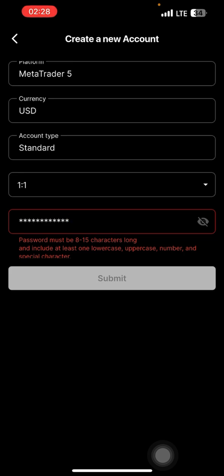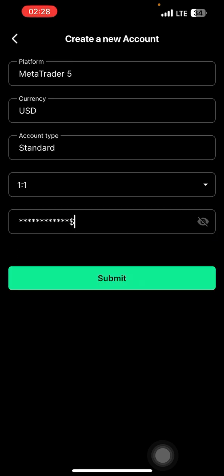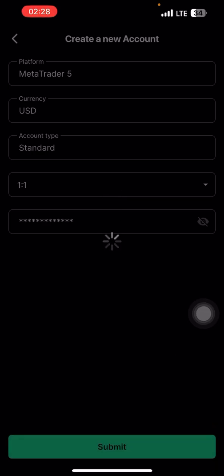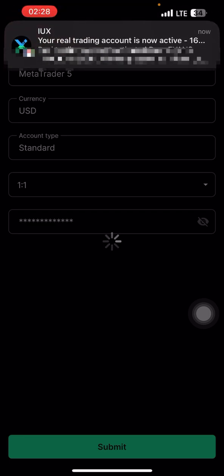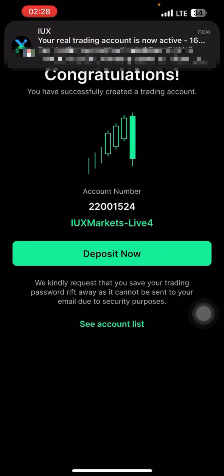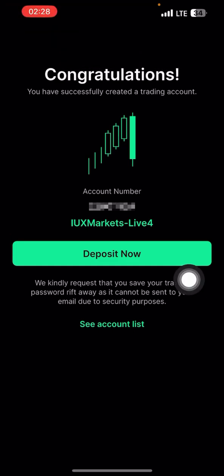The password must include at least one number and special character. Okay. So I'm showing you, you can see that I've gotten the message: your real trading account is now active. Here there's a congratulations, you have successfully created a trading account. Account number and everything is over here.